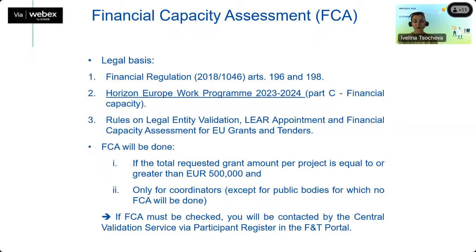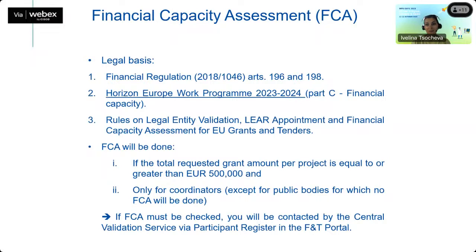Going back to the particularities of the FCA in the context of Horizon Europe calls, the FCA, again, is not done for everyone. It is done only if the total requested grant amount per project is equal to or greater than 500,000 euros and is performed only for the coordinators in a consortium. Financial capacity assessment is not required for entities that are validated as public bodies because they're exempt from such assessments.